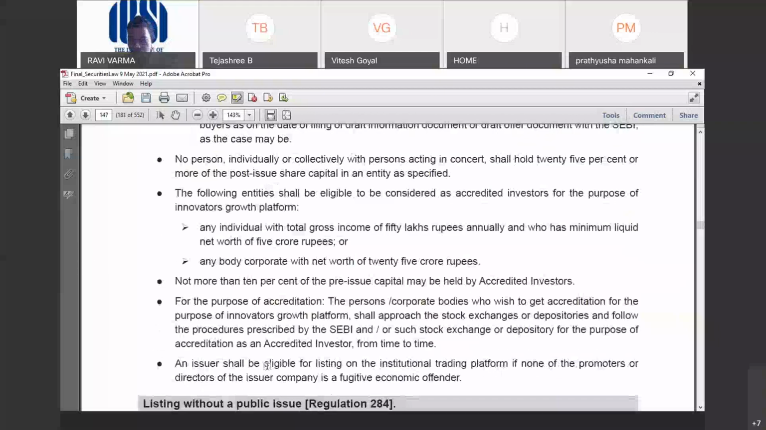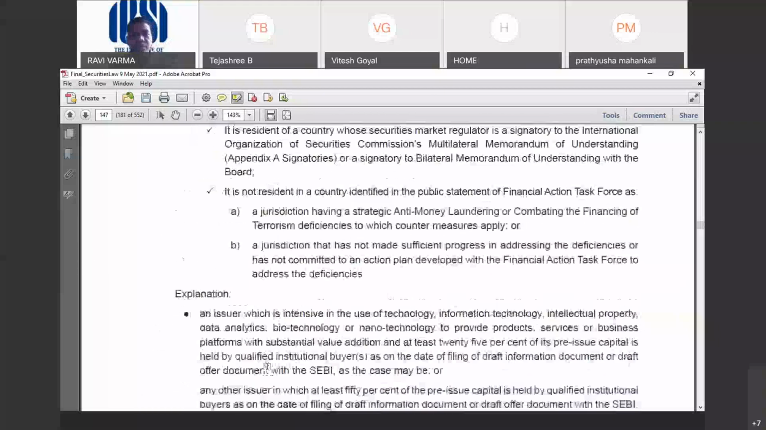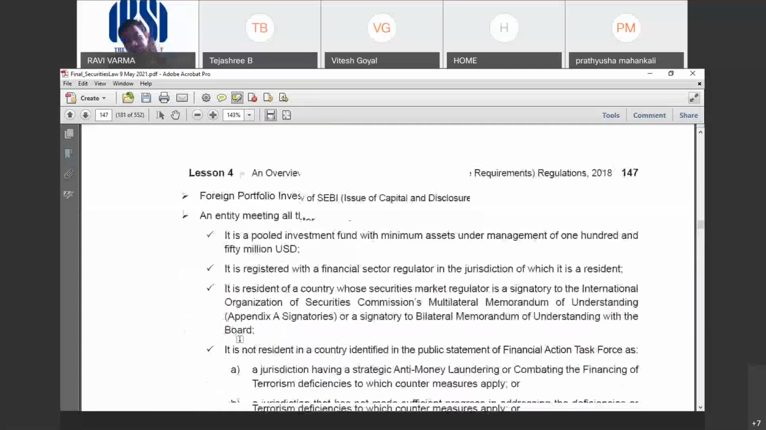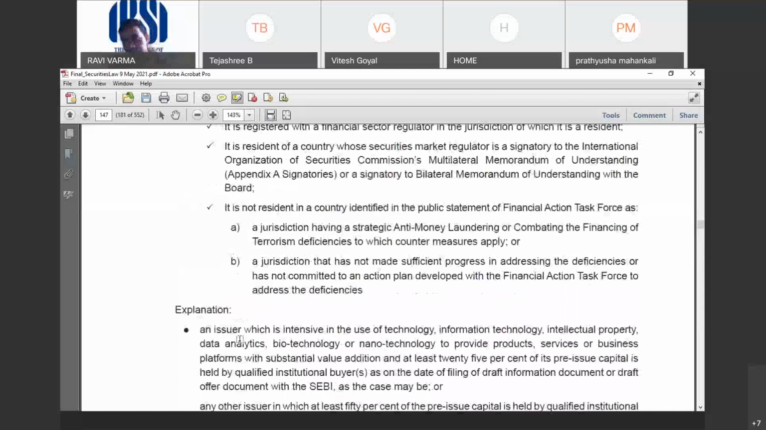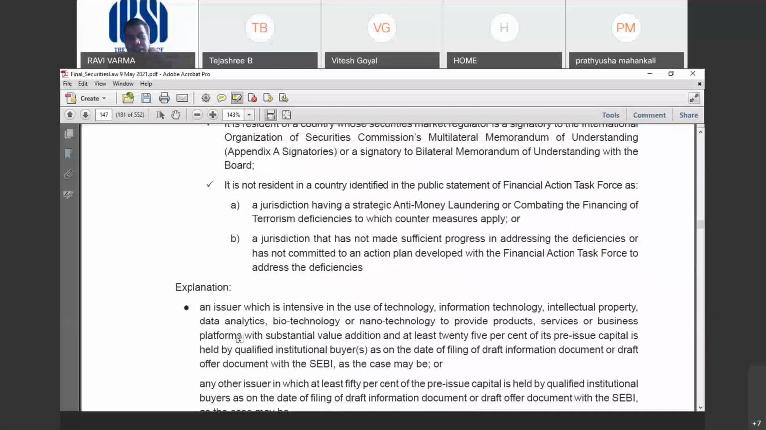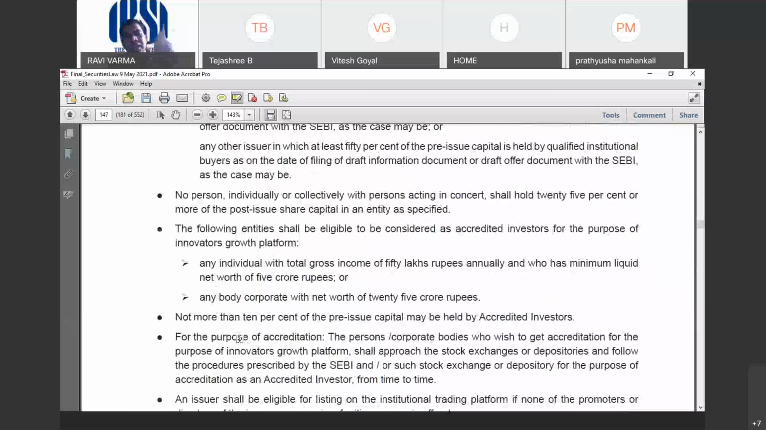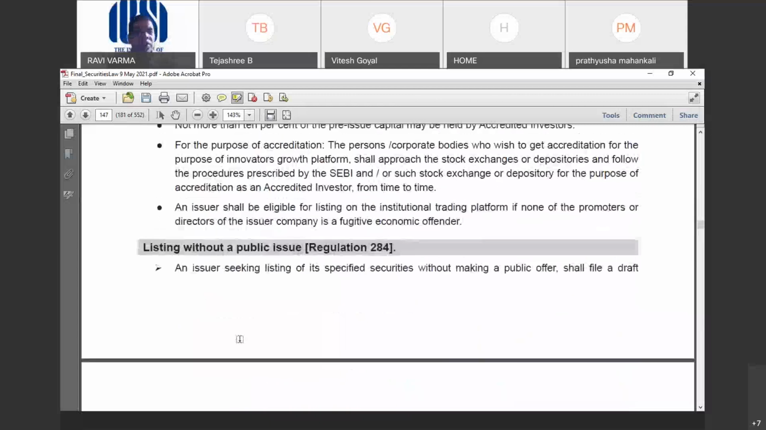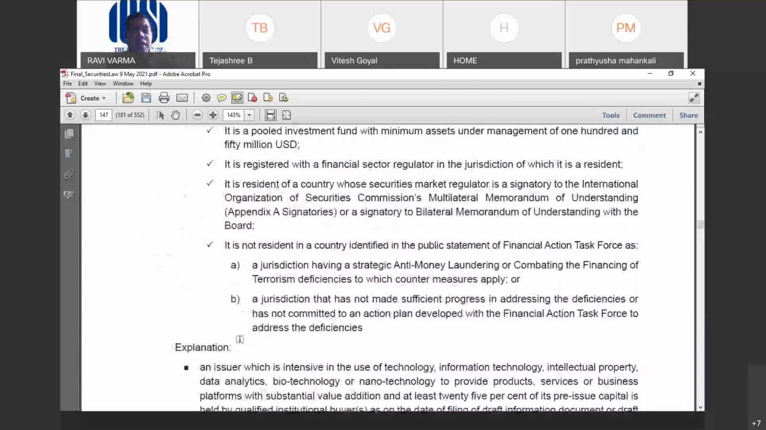See, if you come to the page 147, it's very clearly saying there are a lot of conditions. See, like these are the conditions which you should be fulfilled to be required to be as a investors. Now coming to the straight away accredited investors.